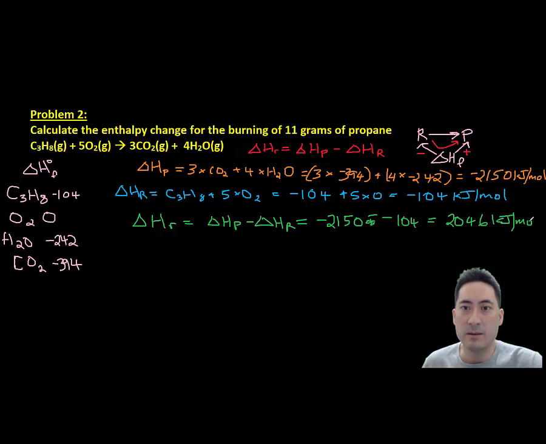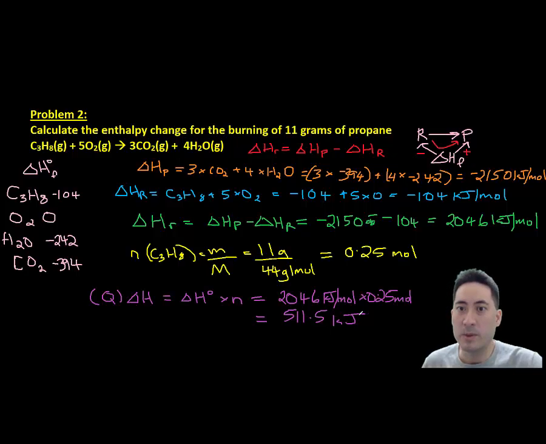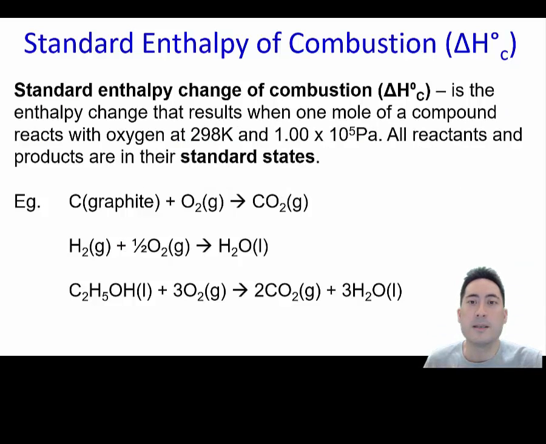Now, because you haven't actually used 1 mole, you've only used 11 grams, you then have to use number of moles equals mass over molar mass. That gives you 0.25 moles. So that one formula really equals Q. That's the Q formula, or delta H equals Q divided by n. Rearrange that, multiply by the 0.25 moles, and that will give you your 511.5 kilojoules.